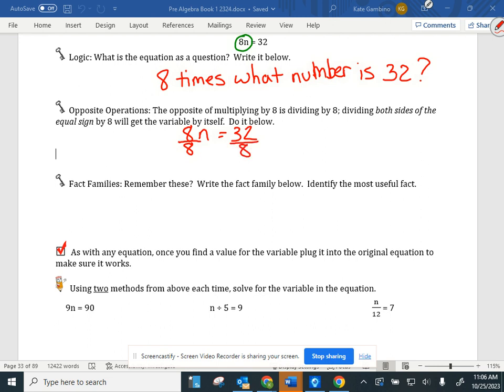What is 8 divided by 8, Lucas? 1. So if I put a 1n here, is that going to be any different than if I just put n? No. Because what is 1 times n? n. So we don't have to put a 1 in front of it, but we know that there's a 1 in front of that variable because 1 times n is n.